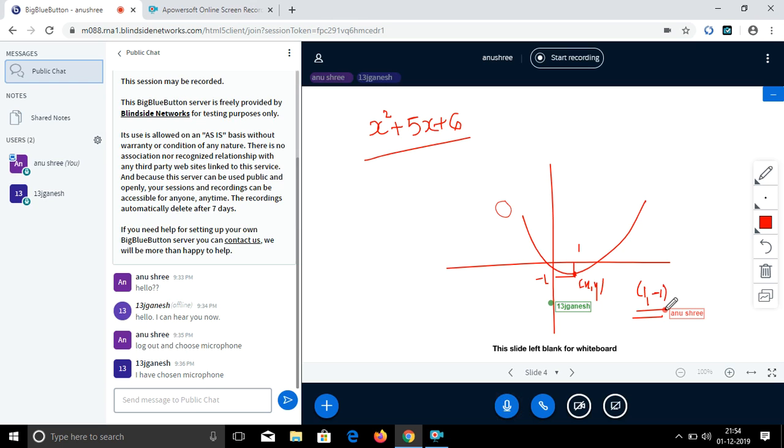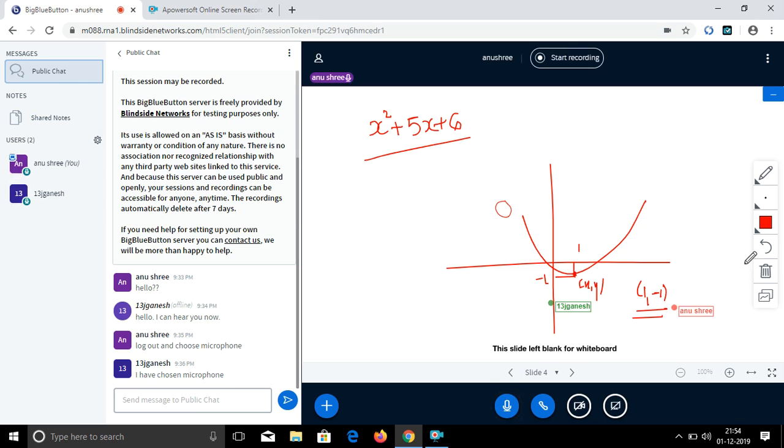Okay. -30. Okay, it's -30. Yeah, it's somehow correct, not exactly, but somehow, if you can see.